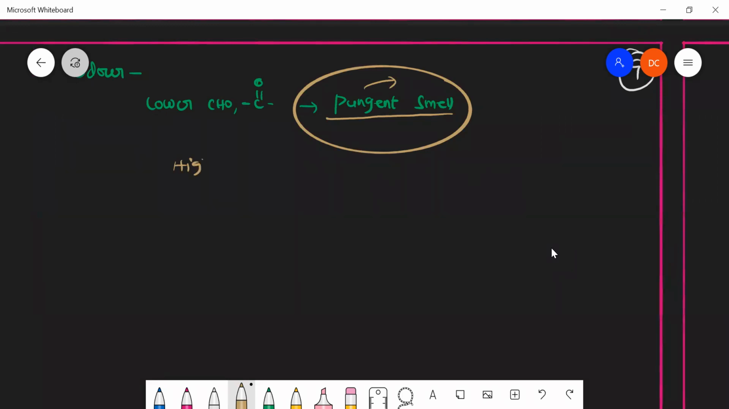Higher members are used in body sprays, as scent. They are fragrant, so they can be used for fragrance. Artificial fragrance will generally be aldehydes and ketones.